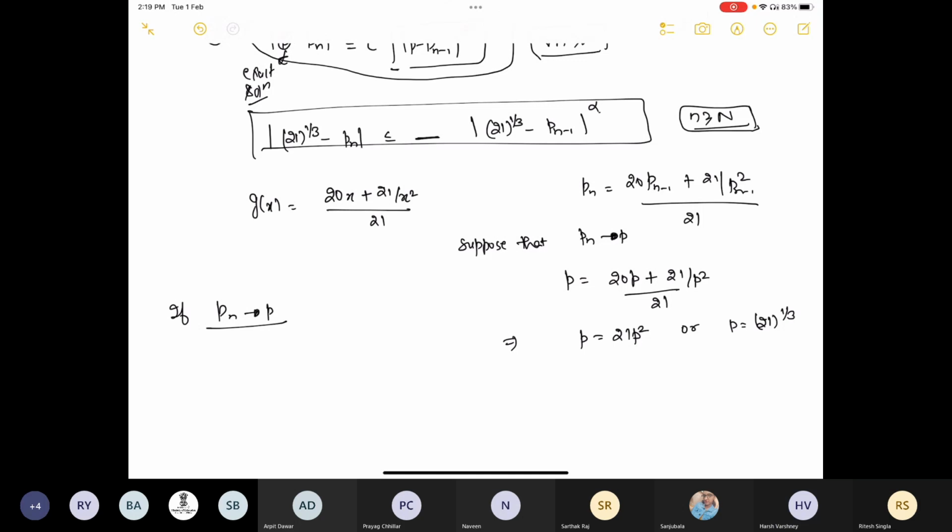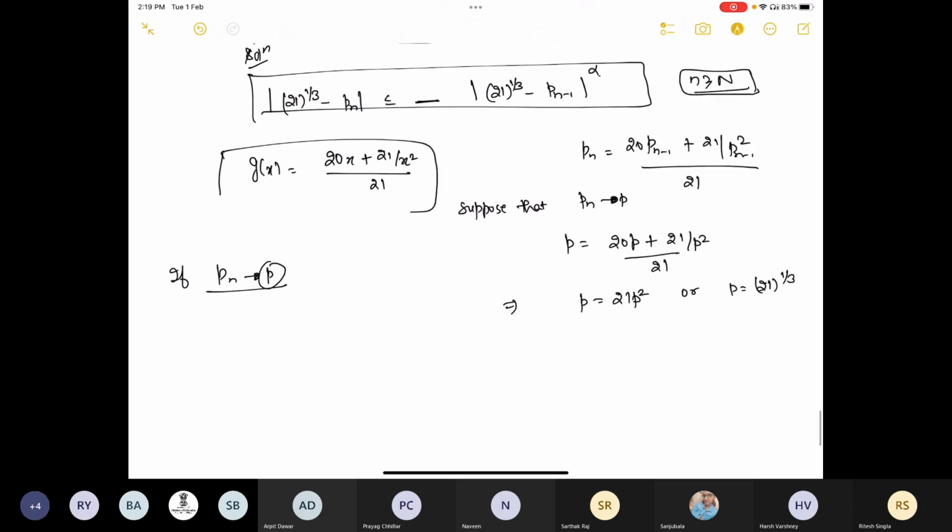Yes, so at least you have some p, right? If you have the exact root, then after say 2 or 3 iterations, you can get your approximate solutions to be sufficiently close. Because if I start with this g x, my g prime x will be (20 minus 42 upon x cube) upon 21, right?